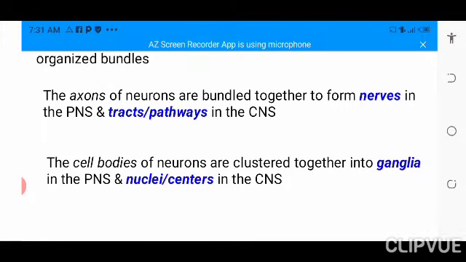Of course, exception to this is the basal ganglia. Basal ganglia want to cause confusion. Basal ganglia is actually collection of cell bodies within the central nervous system.